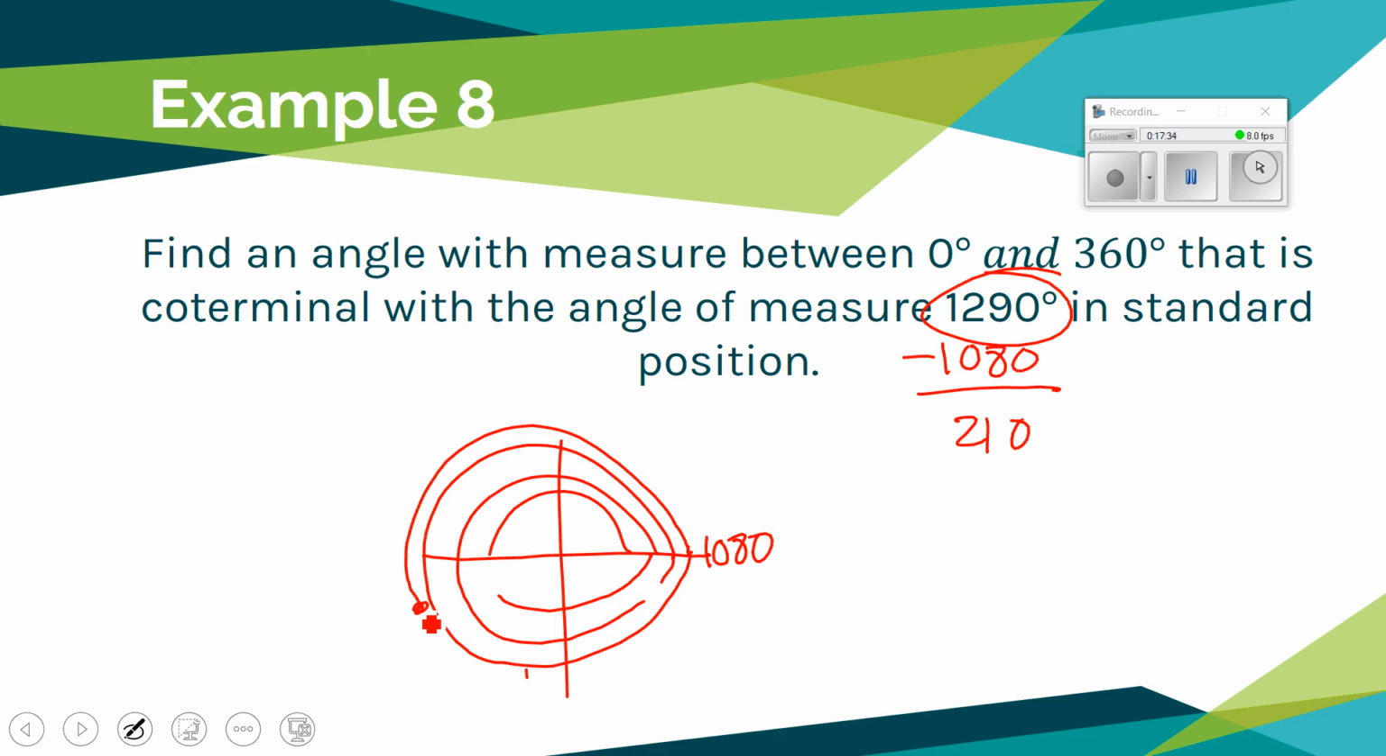Okay? Again, a shorter way to do it: you could just take 1290 and subtract 360, meaning I rotate around and end in the same place. Subtract 360, I rotate around again, then subtract 360, and eventually you'll get to 210. Any questions about that? Okay.